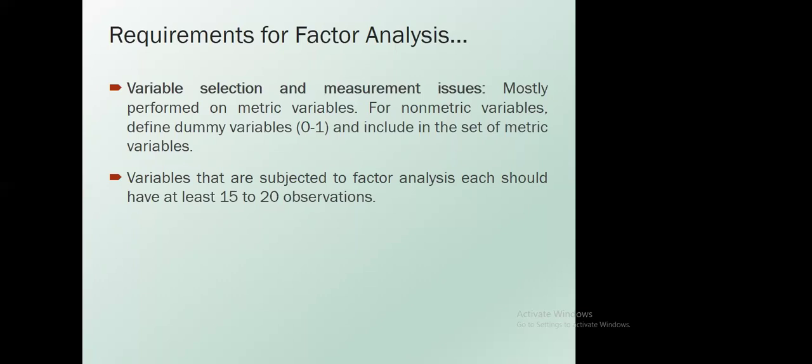Now here it is written that there should be at least 15 to 20 observations per variable. But sometimes it's not possible to go in for 15 to 20. So minimum you should have 10 times the number of variables. So if you have 40 variables, you should have a sample size of at least 400. All right. Then your results would be proper.